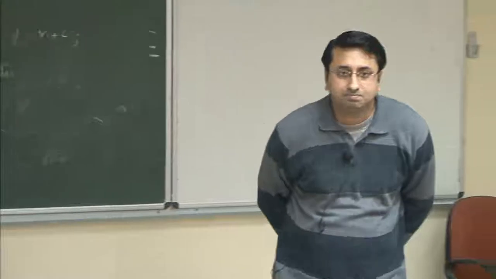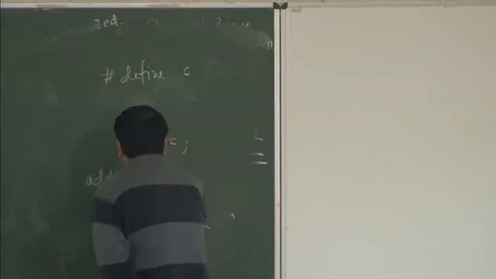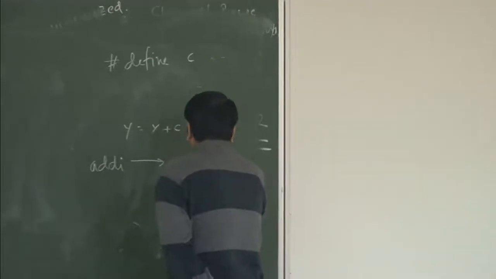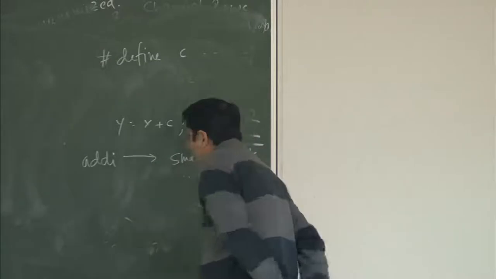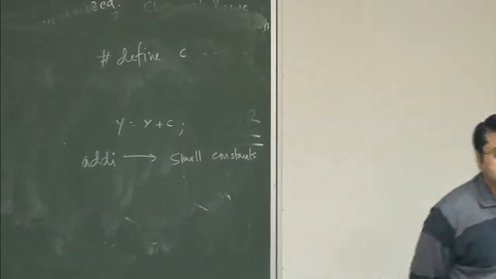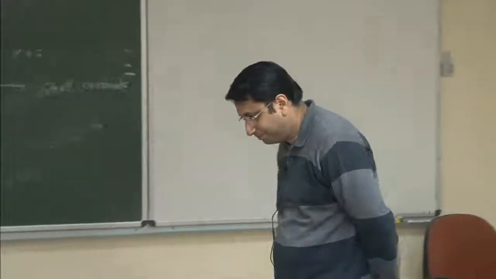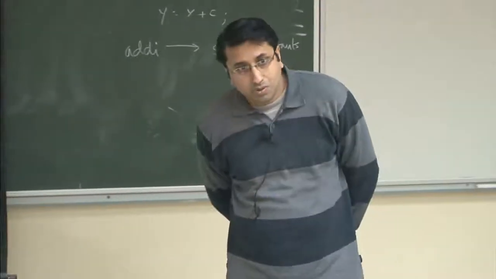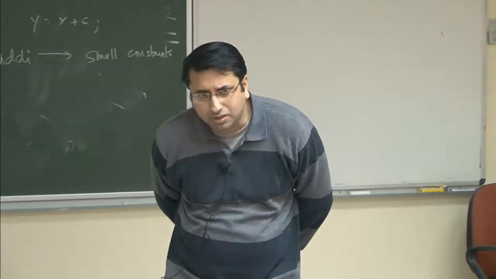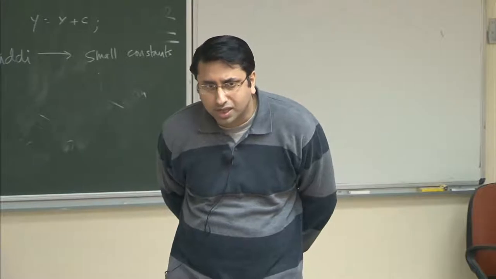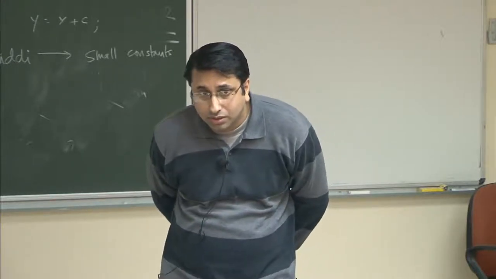So there must be ways to compile it for large constants. How do I do that? So what other options do I have? So add-i for small constants. What else? Assign a dedicated register. Okay, and? Keep it allocated throughout? No, what do you mean by that? Assign dedicated registers means what? That register will contain only that value.